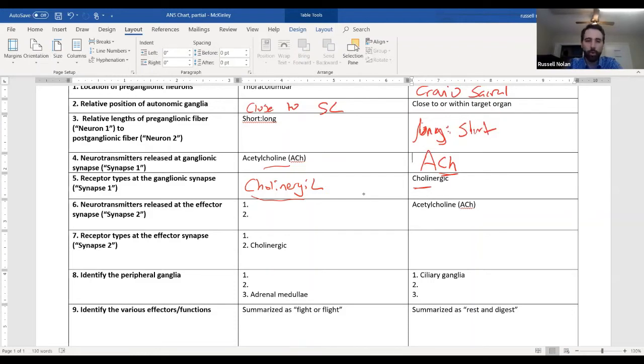Notice how row 4 and 5 are connected. Whatever the neurotransmitter that is released must have the complementary receptor for it to make any biological or physiological sense. So if you have acetylcholine released here, then cholinergic will be the receptor. So let's take a moment here to talk about acetylcholine at this synapse.